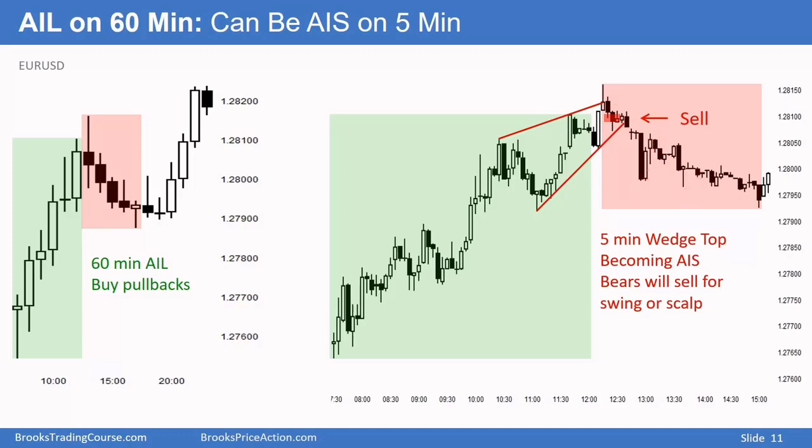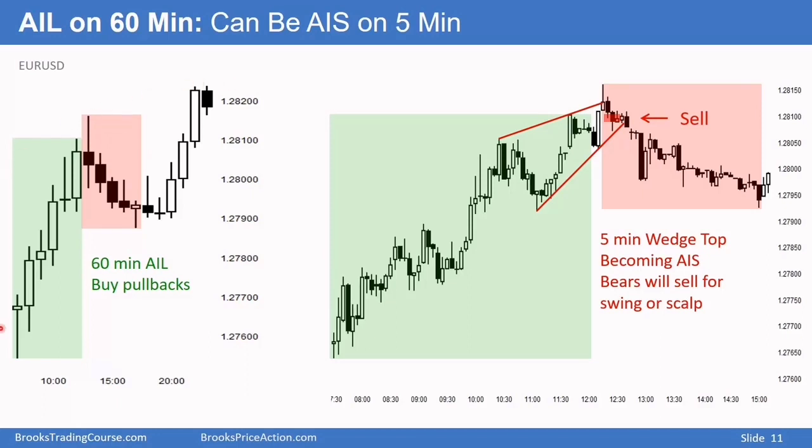1 pullback, maybe 2. But a swing trader here on the 60-minute chart would not get out. An aggressive trader will look at the 5-minute chart and get out and maybe sell for a scalp down. The important point here is just because you're always in long on one time frame does not mean you're always in long on a smaller time frame. And some traders will switch to the smaller time frame and get out or even take the short.